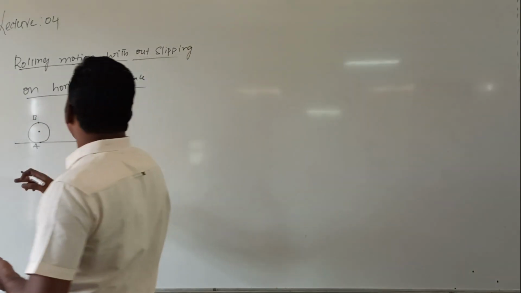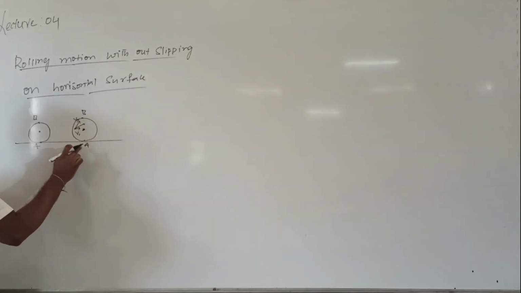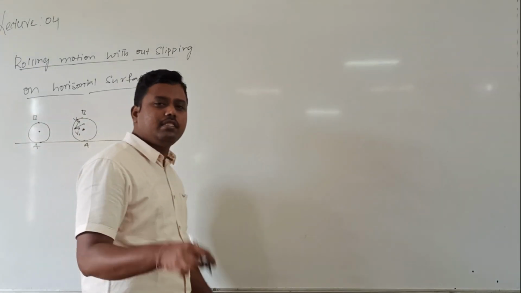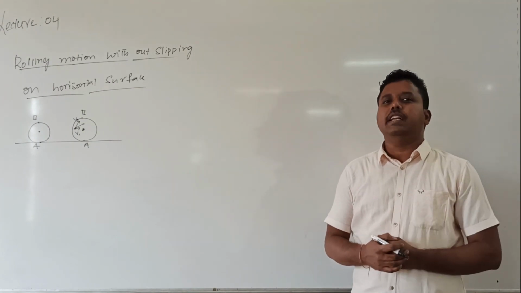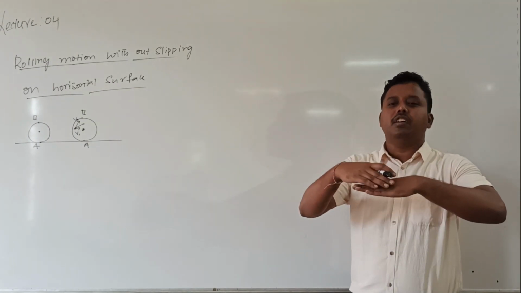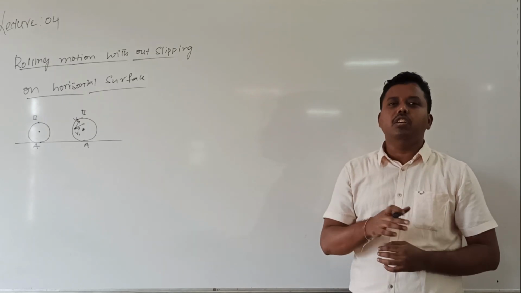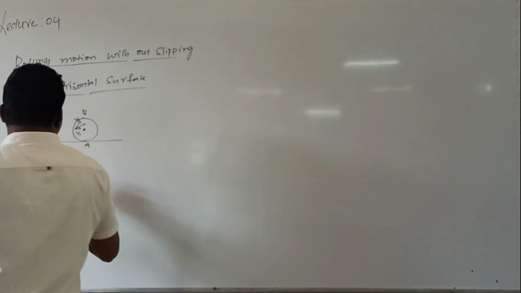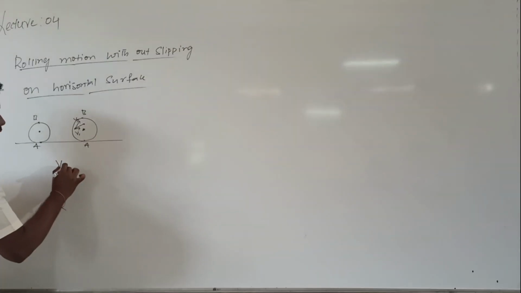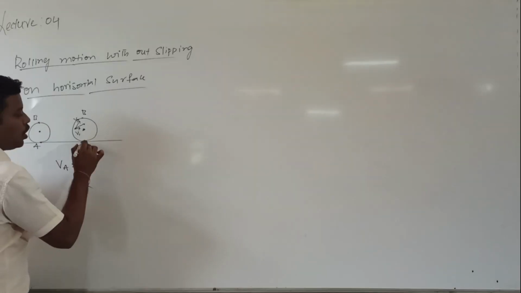What is the condition for the body to roll without any slipping? It means the velocity of the point of the body which is in contact with the ground should be at rest, zero. For rolling without slipping, the point of contact of the body with the ground should be in the state of rest. Then only the body will roll without any slipping. The condition is given by VA should be equal to 0. But when I consider VA, it has two components of velocities.